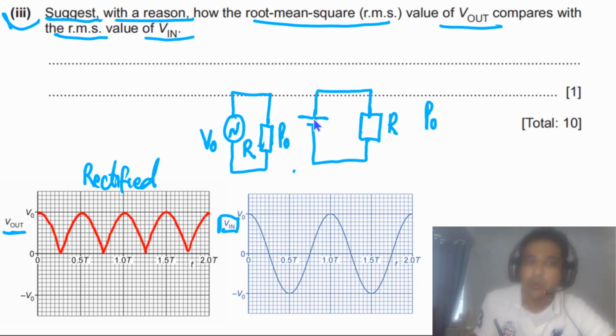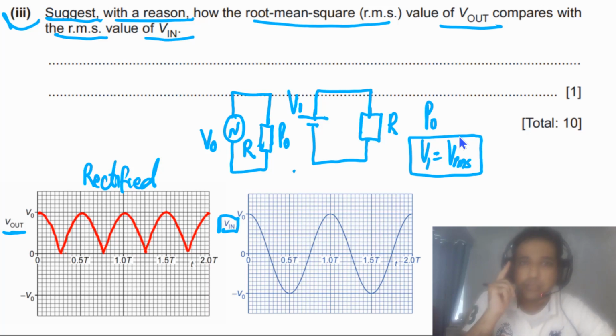So what value of V we have to use here? That value of V is the RMS value of AC. So let's say I have to use V here, and this V has to be equal to the RMS value here. So let's say this is V1. So for the same power dissipation in this resistor, V1 has to be equal to VRMS of alternating power supply. So this is meaning of RMS value.